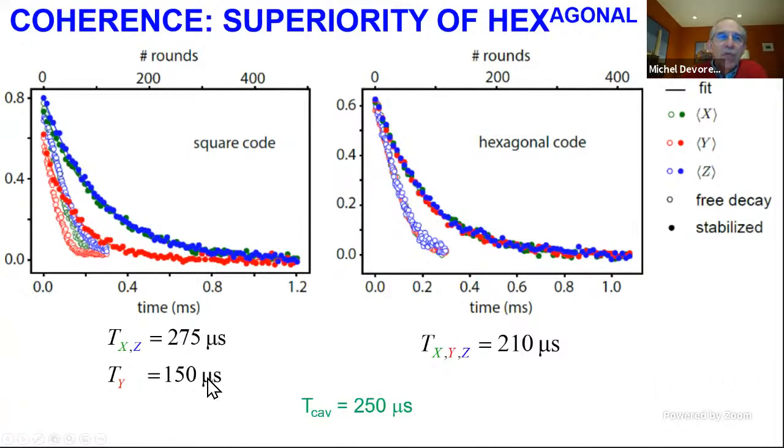which essentially doubles the lifetime of these operators. We also double the lifetime of the Y operator, but you see we start with a severe handicap. And if we go to the hexagonal code, all three operators behave exactly in the same way because of this rotational symmetry.